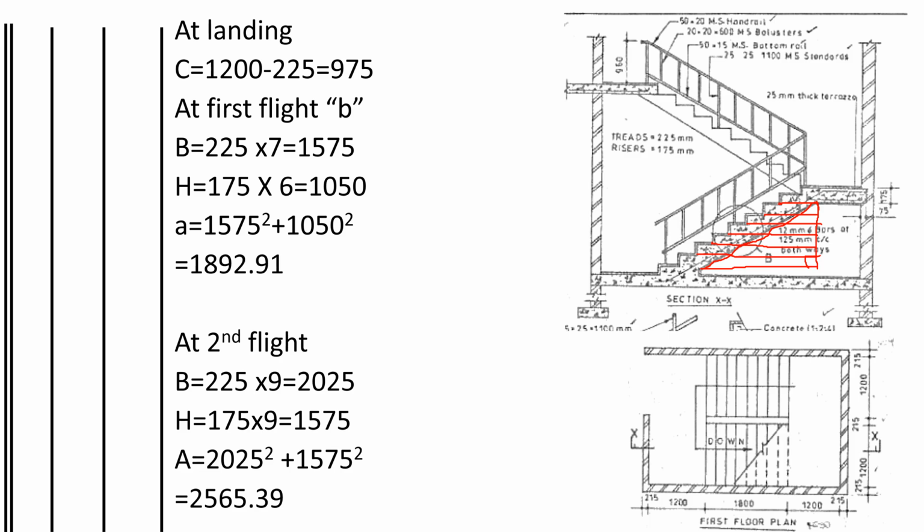We extend up to there. So we'll just calculate 1 riser, 2 risers, 3, 4, 5, 6. So there are 6 risers. Of what height? 175. You see, the risers here are 175 millimeters. So 175 millimeters, 6 risers. So the height of that triangle is 1050.